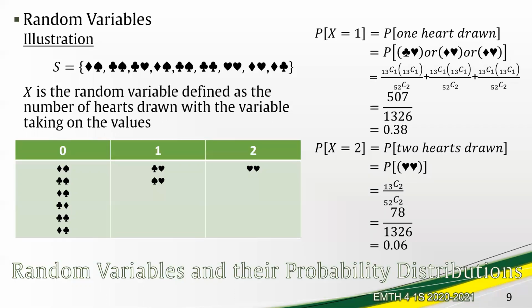And so we have 3 fractions which are the same, and that would be just the addition of the combination of the 13 taken 1 multiplied by another combination 13 taken 1 divided by the total number of possible combinations of the 52 card deck. And that would result to 507 over 1326.